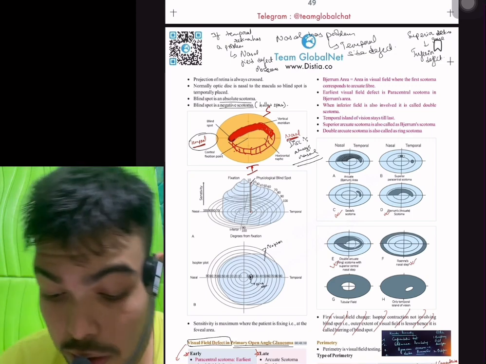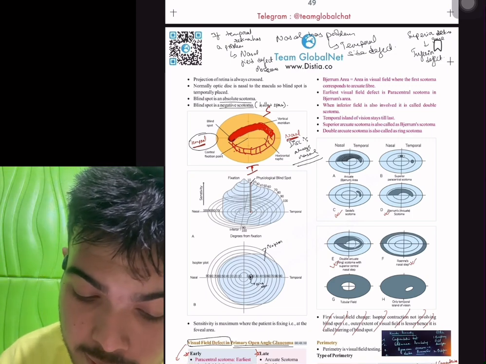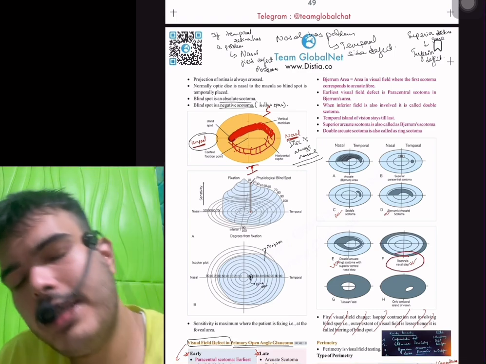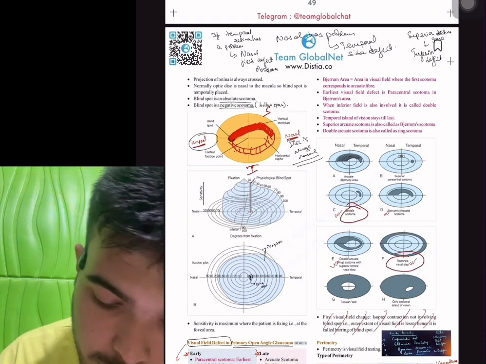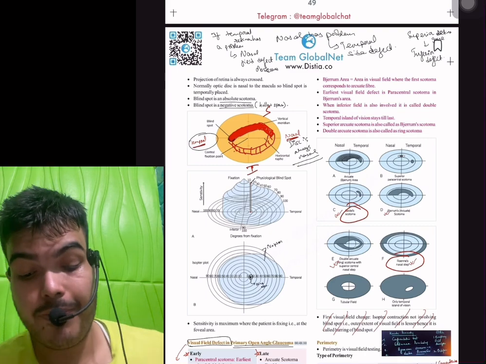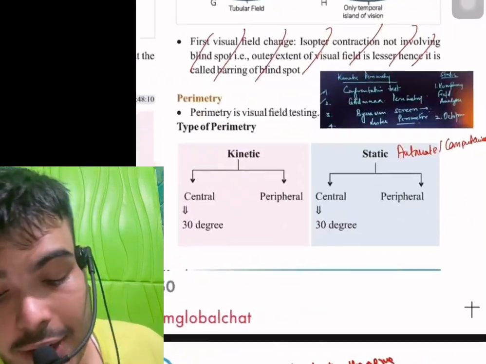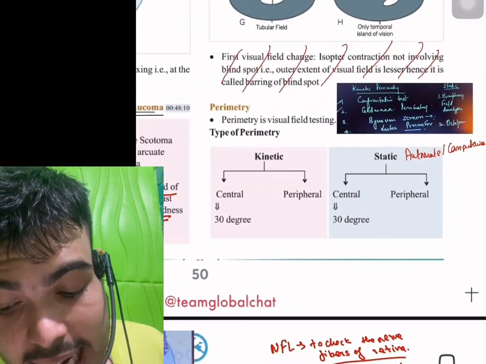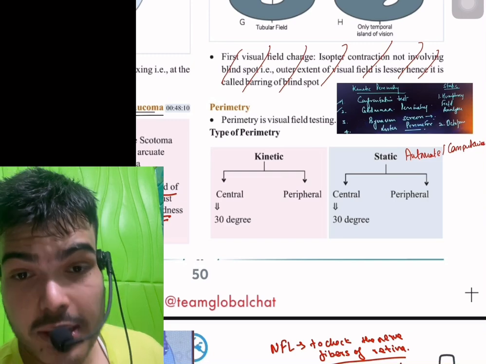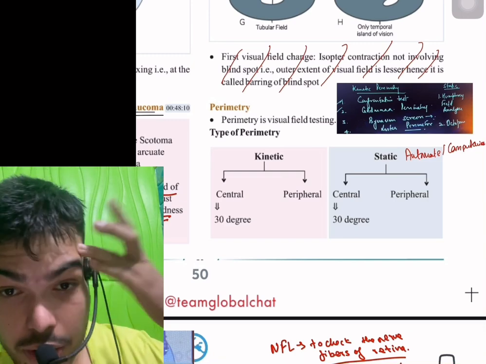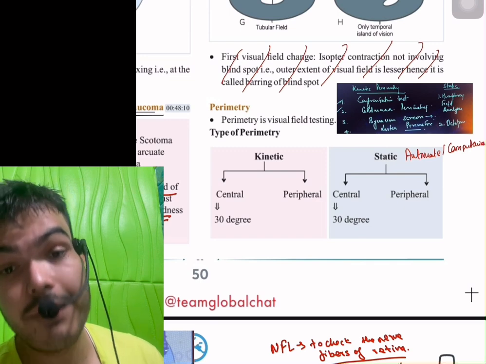There are others also, like Roenne's nasal step, and ring scotoma. In the case of your exam, if you just explain this much, it will be more than enough. Now perimetry. In perimetry you have static and you have kinetic. Static means Humphrey and Octopus. Humphrey and Octopus are not available in our college, but are available in very good centers.